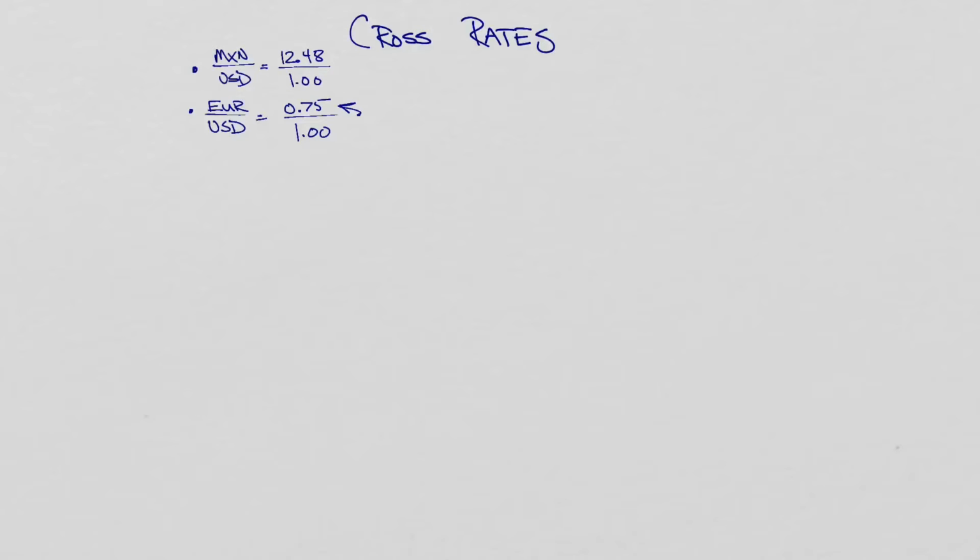And as a quick reminder, we can always go from one to the other. So if you wanted to go from euro per USD to USD per euro, we just take one divided by that number, 0.75. That gives us 1.33 USD per 1 euro.